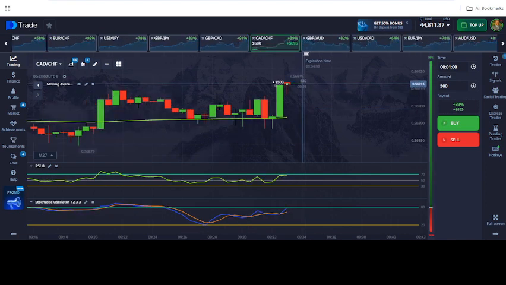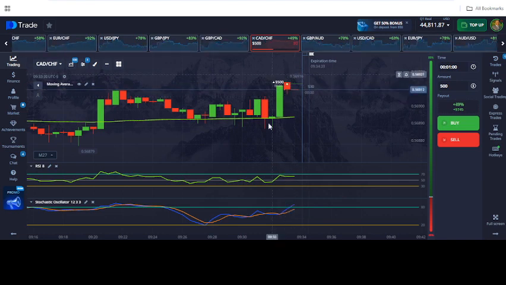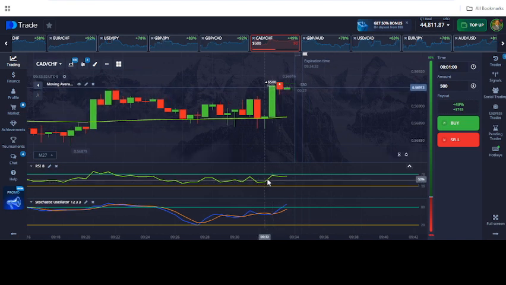Okay, so I'm on the Canadian dollar Swiss franc currency pair, and I just took a buy trade here. And the reason why I took the buy trade is we have the candles respecting the 100 EMA line, which suggests a continued bullish momentum to the upside here. Secondly, I have a cross of the RSI line over the 50 line here.